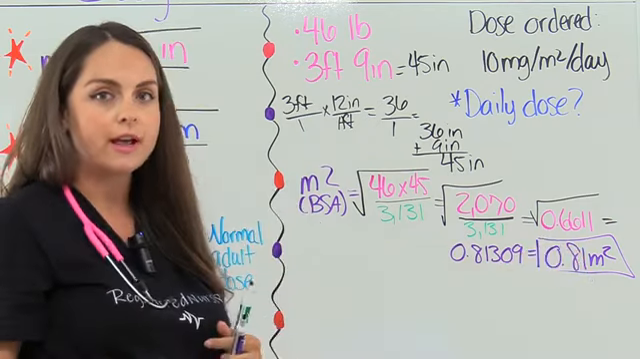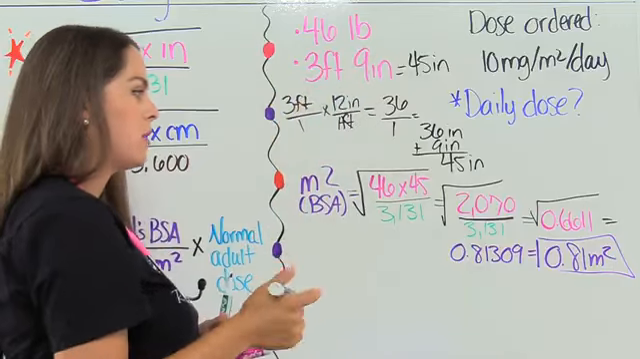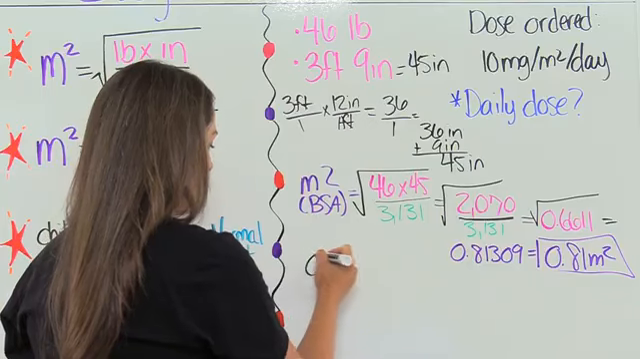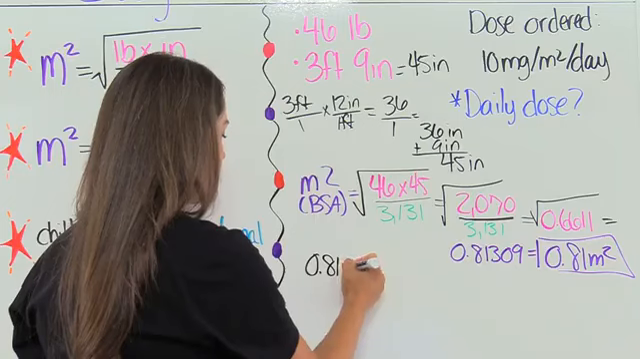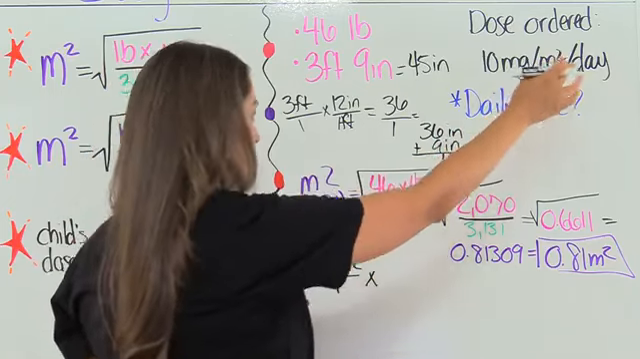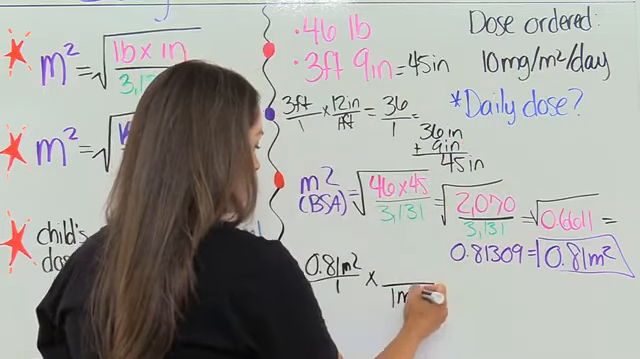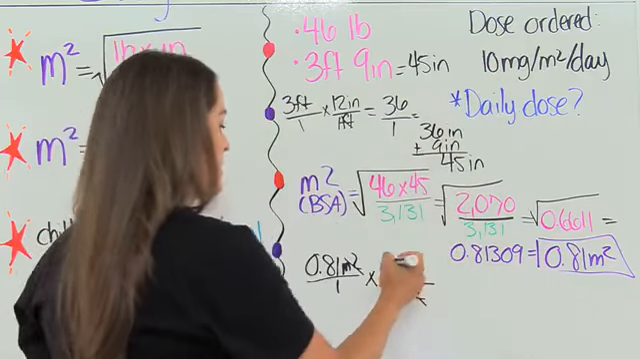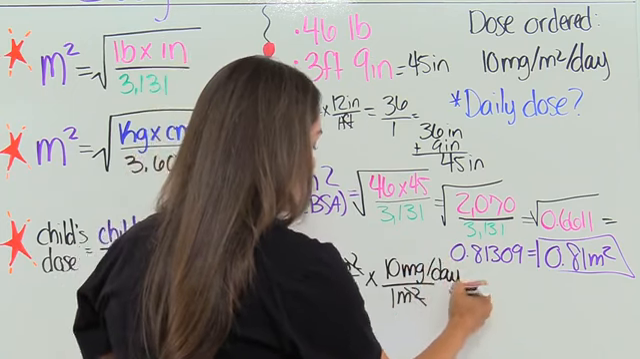So to set up our problem, we're first going to start with our body surface area, and this is where we use dimensional analysis. If you're not familiar with dimensional analysis, I have a whole review on how to set these problems up. It makes it simple. So our body surface area is 0.81 square meter over 1 times the dose that's ordered. And again, it says for every square meter that patient is, that cancels out our square meter, the physician has ordered 10 milligrams per day.